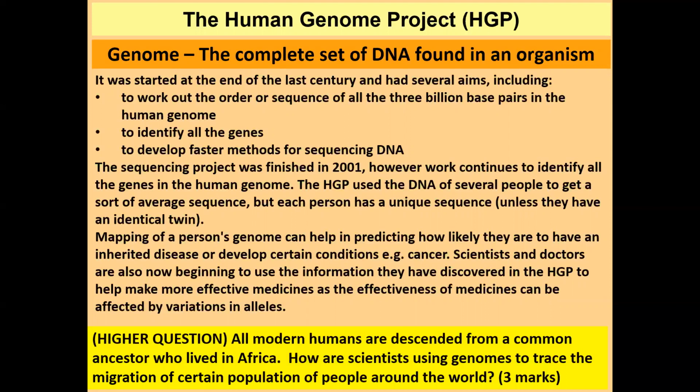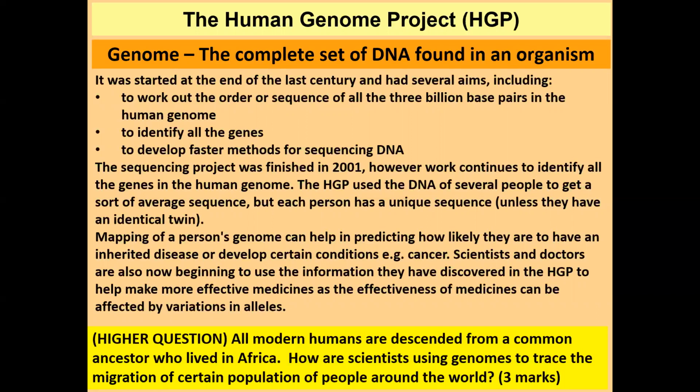Now, the Human Genome Project was started at the end of the last century, and it had several aims. The first was to work out the order or sequence of all the 3 million base pairs in a human genome, so all the A's, T's, C's, and G's. It was to identify all of the genes, and it was to develop faster methods for sequencing DNA. In other words, determining the sequence of the A's, the T's, the C's, and G's for individuals. Now, the sequencing project was finished in 2001. However, work still continues to identify all the genes in the human genome.